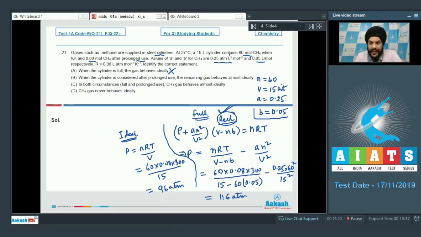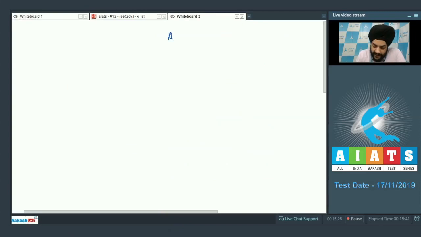Now if you talk about the behavior of the gas after prolonged use, students, so when it is used for a long time, after prolonged use, now students, we have the number of moles equal to 0.6. The other parameters are the same, students. V was equal to 15 liters.